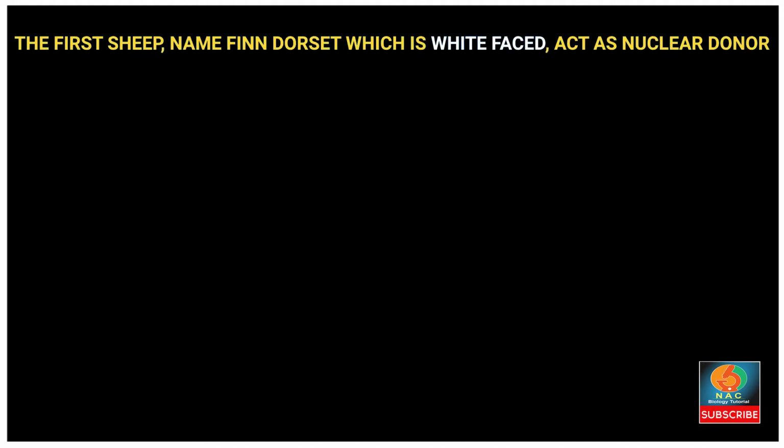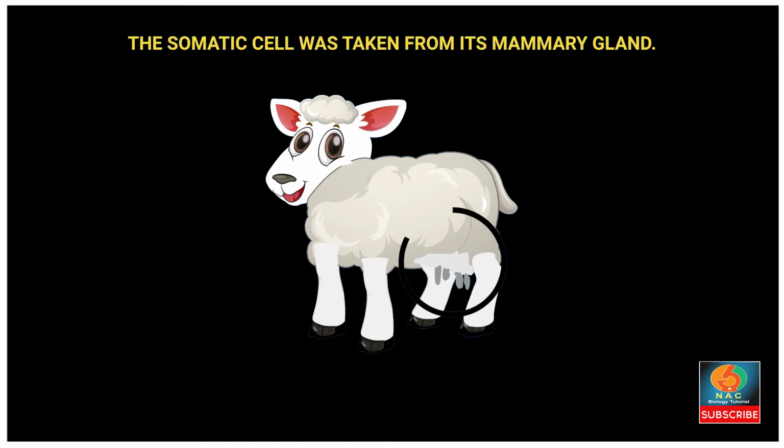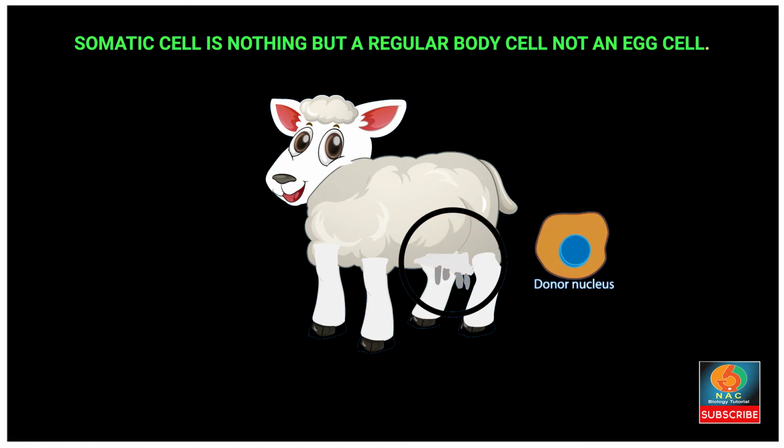For the experiment, two female sheep were taken. The first sheep, named Finn Dorset, which is white-faced, acted as the nuclear donor. The somatic cell was taken from its mammary gland. A somatic cell is nothing but a regular body cell, not an egg cell. From this cell, only the nucleus was taken.